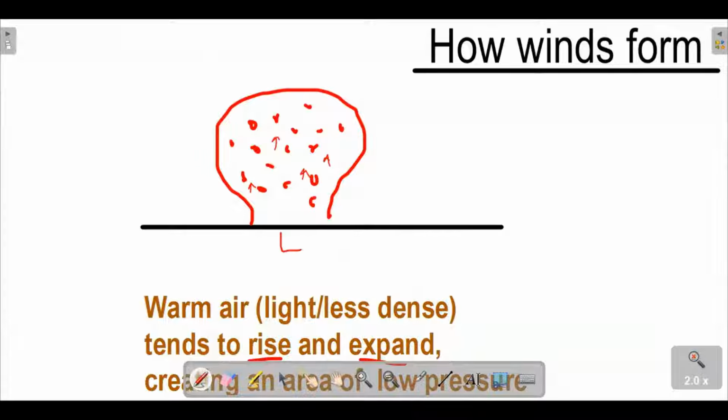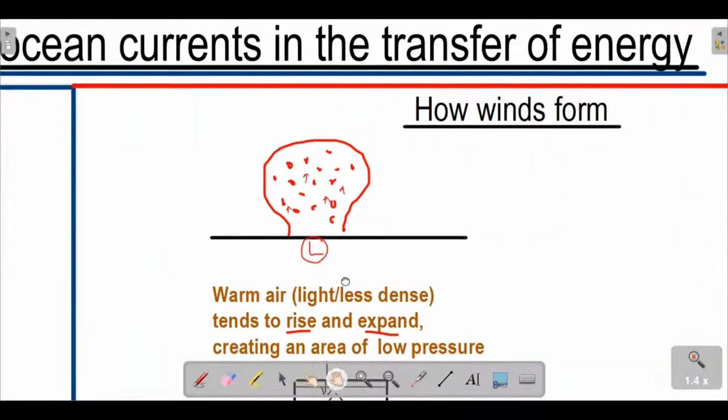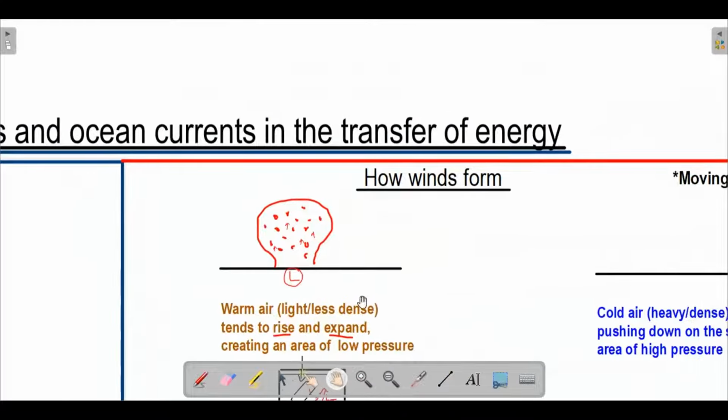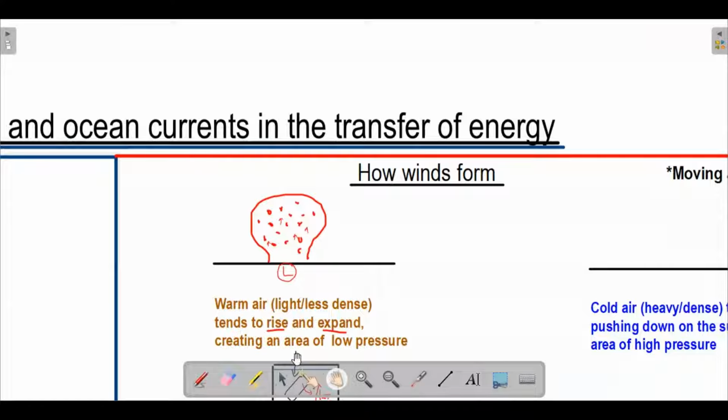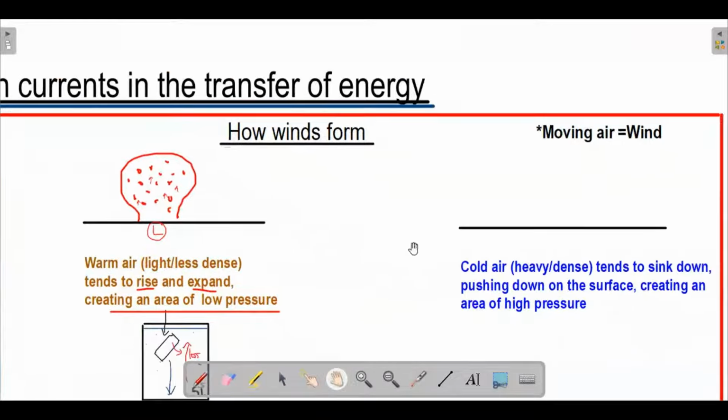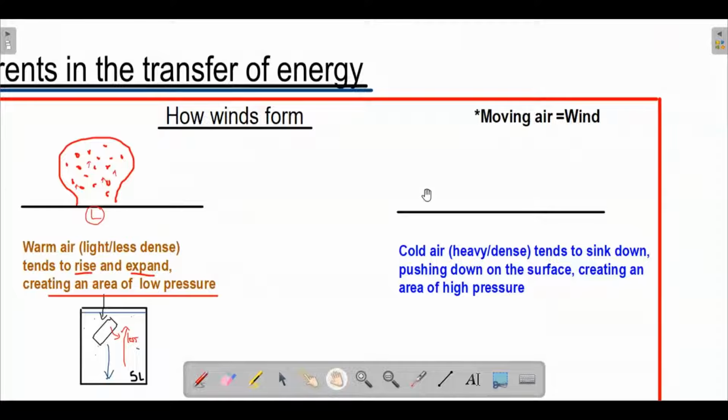And so we say that an area of low pressure is created, or we say that warm air is associated with low pressure. Okay, so warm air rises up, expands, and therefore creates an area of low pressure there. That is important to note. Low pressure, how much force is it applying? It is applying low force, a very little amount of force, and therefore a very little amount of pressure. Pressure and force are directly proportional if you keep the surface area constant.